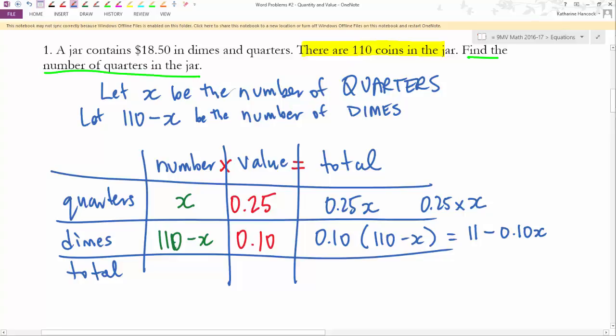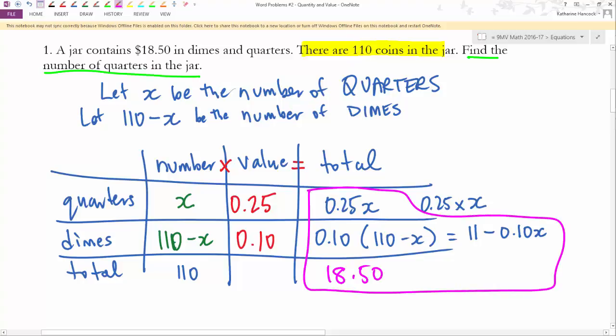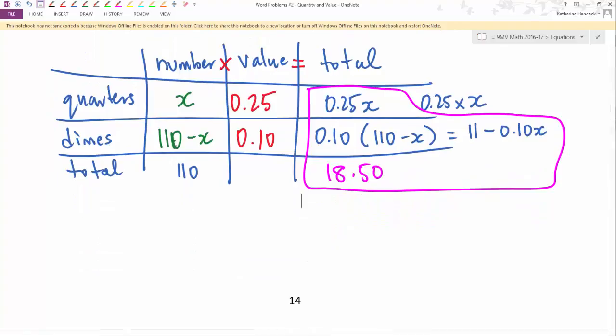Total number of coins, we knew that was 110. Value we don't worry about, but the overall total value, they gave it to us up in the question. They told us that it was 18.50. And we're going to use this column to figure out our equation that we solve.